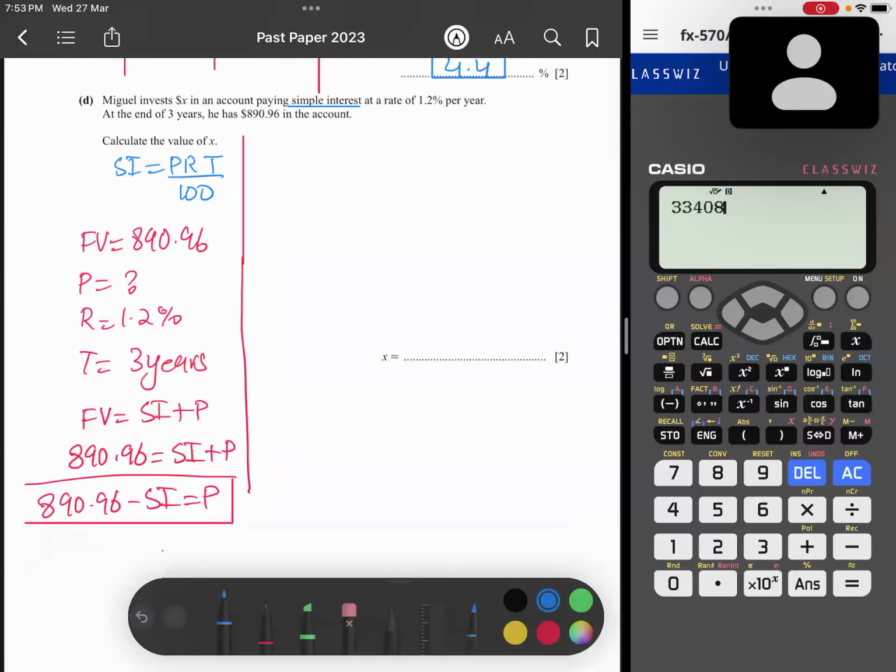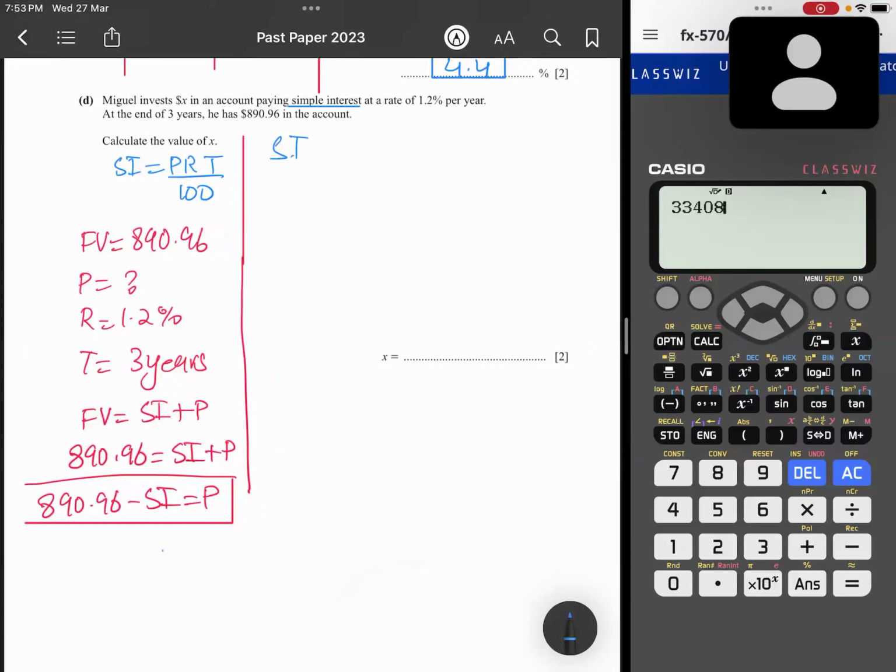Okay, so now in this question, simple interest is unknown. Instead of P, beta, I'm writing 890.96 minus simple interest. Okay, any problem? Multiply by rate, which is R, which is 1.2. Multiply by time. Time is how much? Time is 3 years divided by 100. So 100 will go there. That would be 100 simple interest is equals to 1.2 times 3. 1.2 times 3 is 3.6.